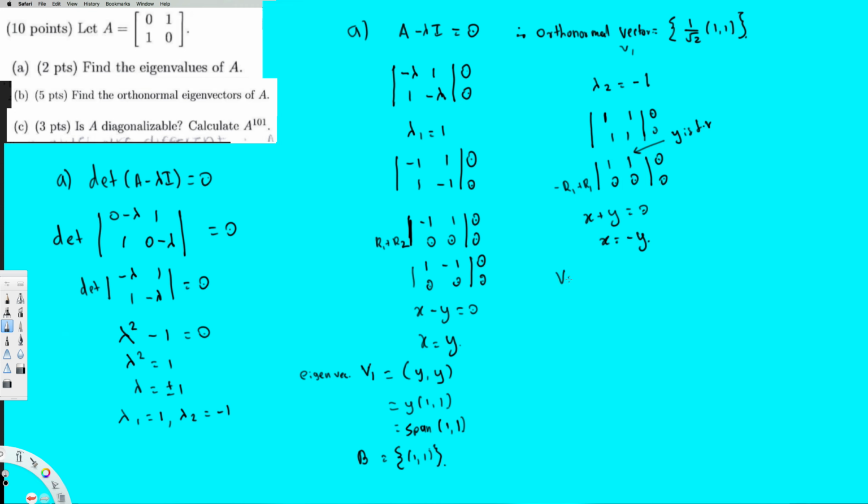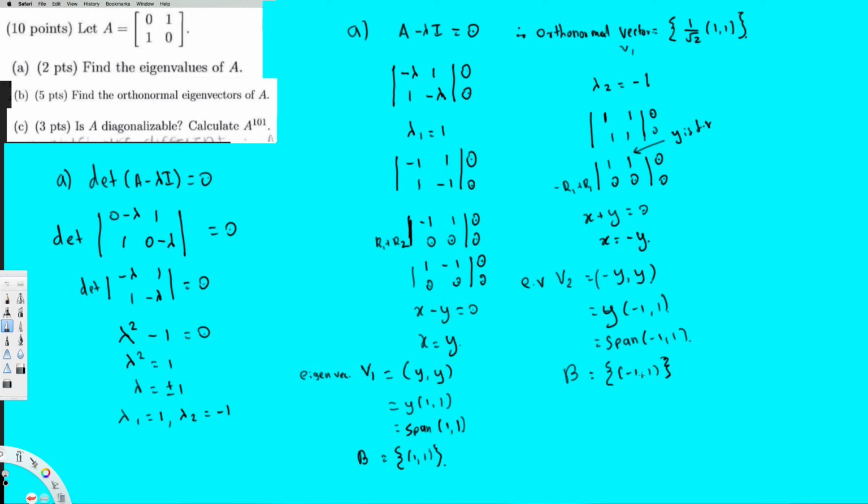And if I write eigenvector v2, it is equal to minus y comma y, and I can take y common. So if I take y common, it's going to be minus 1 comma 1, and I can write this as span of minus 1 comma 1, or I can write basis of minus 1 1. And this is also orthogonal because we are getting everything from the same matrix. So this is also orthogonal.